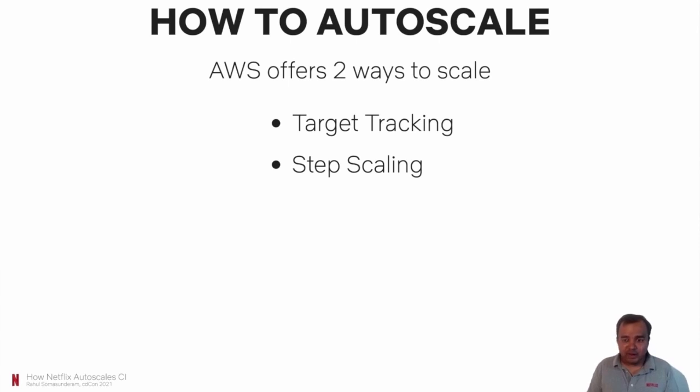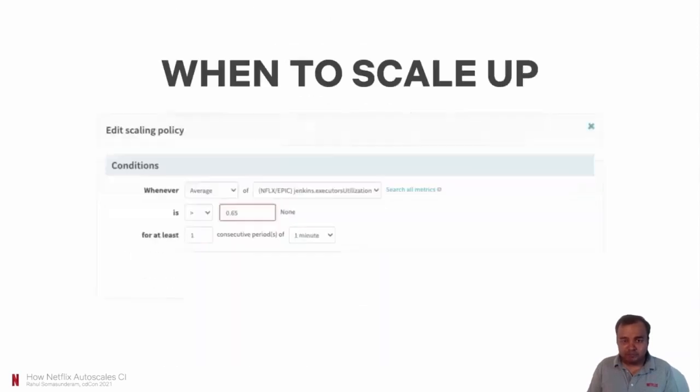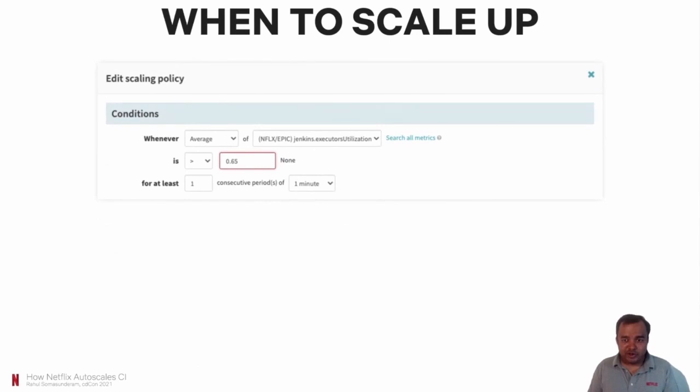However, this is not ideal for Jenkins. We cannot let it arbitrarily kill instances that are running builds. So we have to stick to step scaling. We specify a set of thresholds and how the system should react to utilization reaching that threshold. In this picture, you see Spinnaker being used to configure AWS autoscaling. We are setting it up to scale up when utilization is over 65% for at least 1 minute.